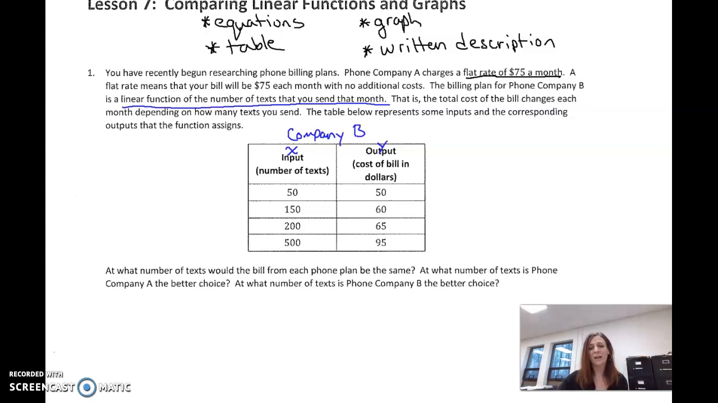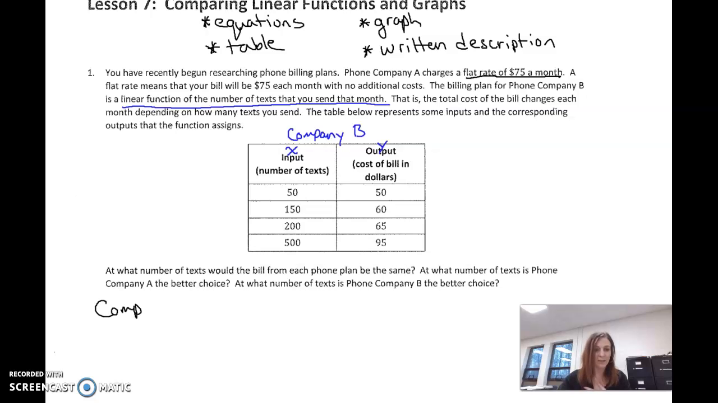So we want to know eventually here, at what number of texts would the bill be the same? Okay, at what number is it better to have company A? At what number of texts is it better to have company B? So you're making an informed decision. Okay, so we have two companies we're choosing from here.